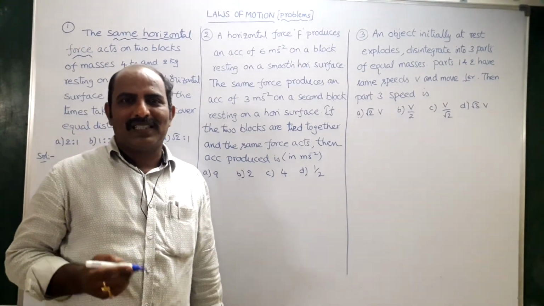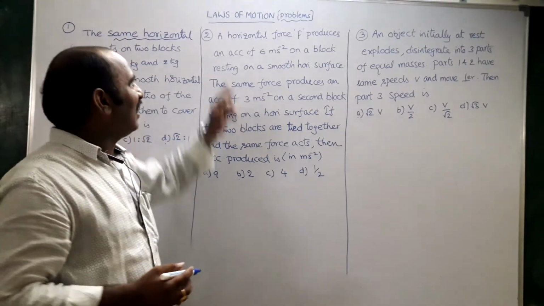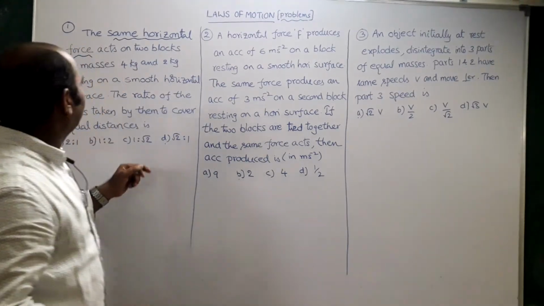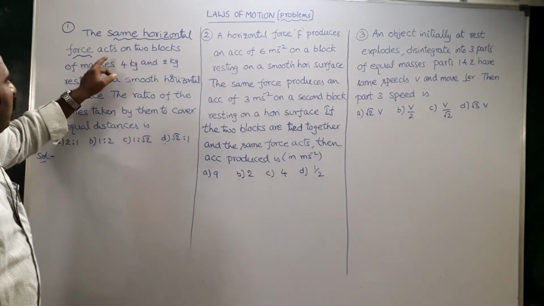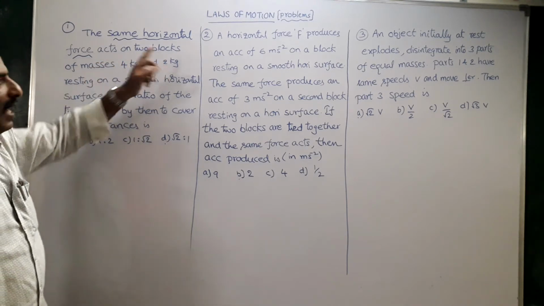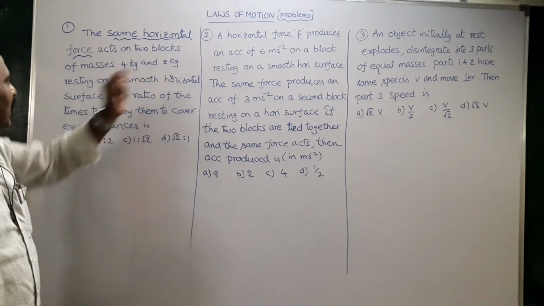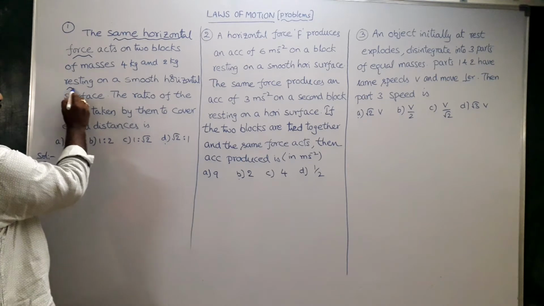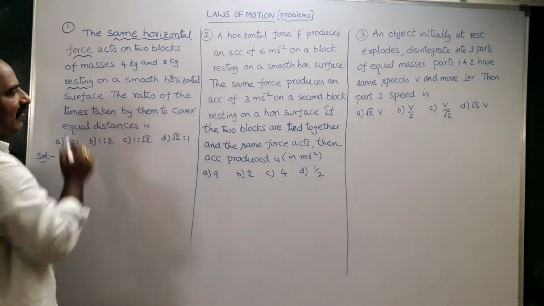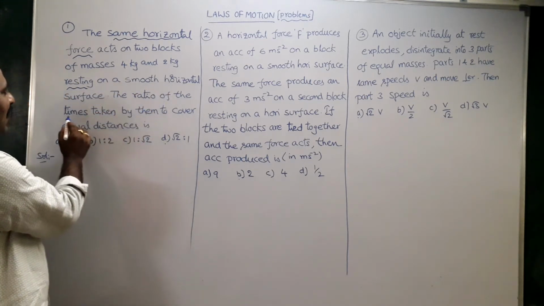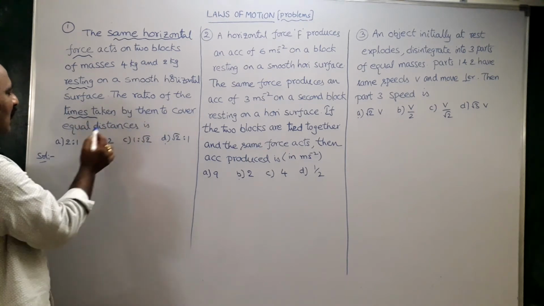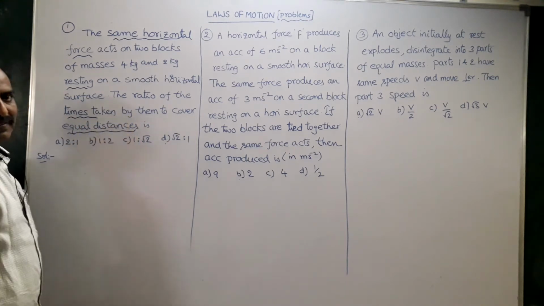Today we are going to discuss some important problems in laws of motion. See first one. The same horizontal force acts on two blocks of masses 4 kg and 2 kg resting on a smooth horizontal surface. The ratio of the times taken by them to cover equal distances is.